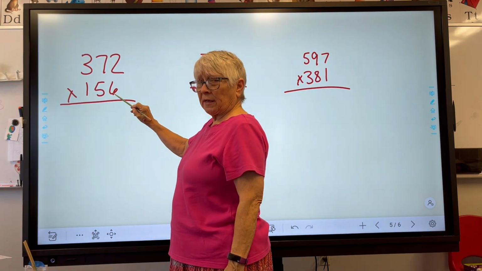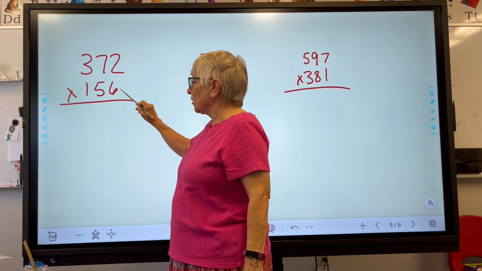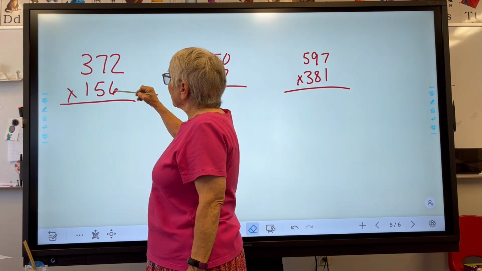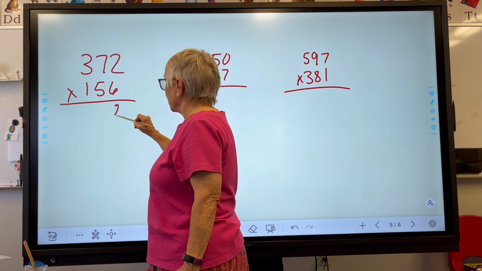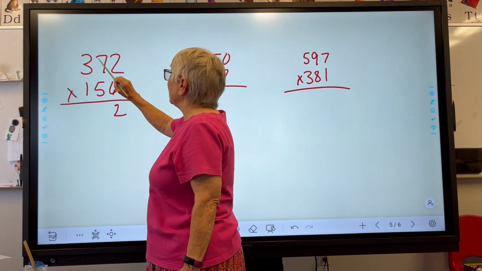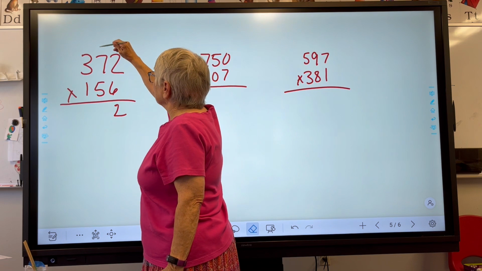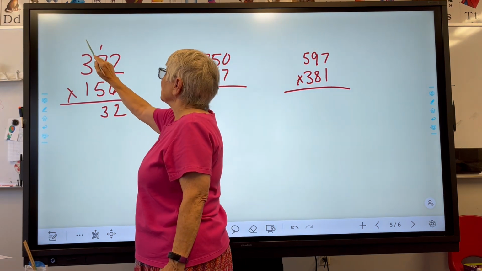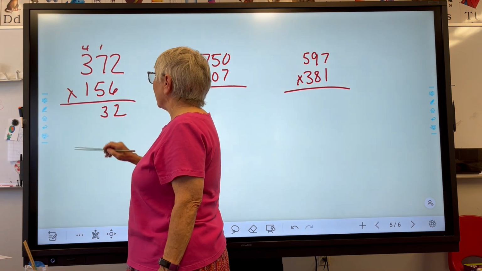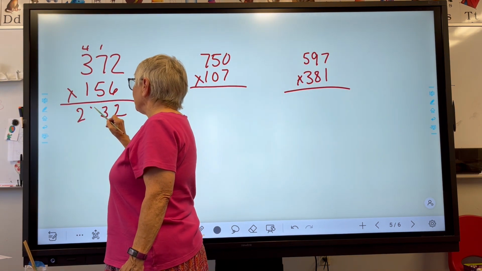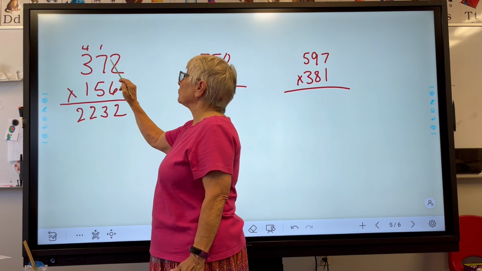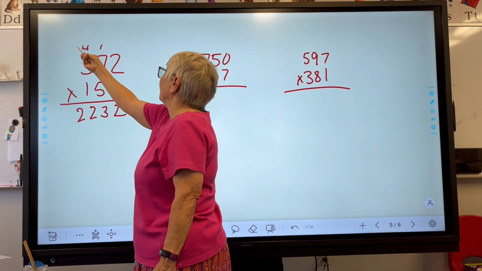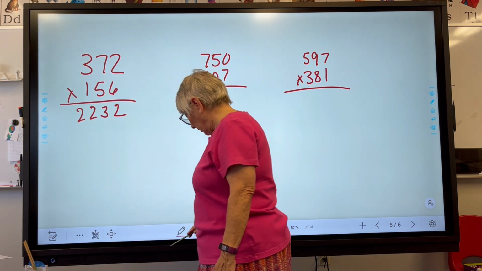This is the ones place. We're going to start always in the ones place, which is on the right side of the problem. So 6 times 2 is 12. 6 times 7 is 42, 43. And 6 times 3 is 18 plus that 4 is 22. So 6 times 372 is 2,232.